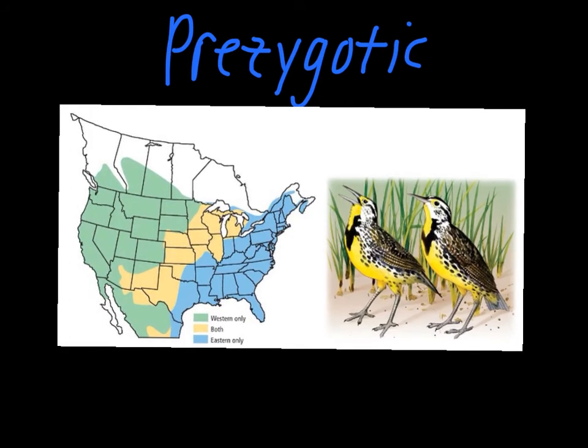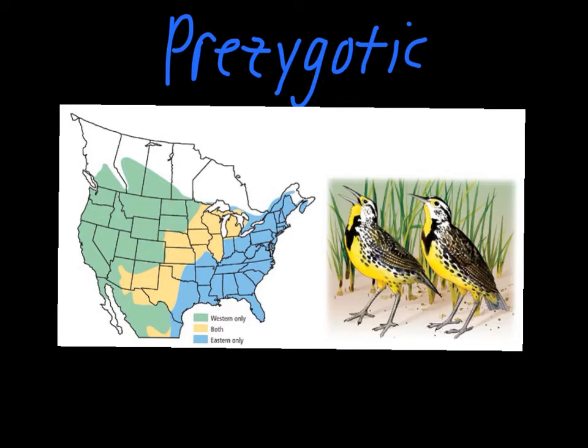This shows the eastern and western meadowlarks. So if we're looking at the coloration on the map here, the western meadowlarks are in the green area, the eastern meadowlarks are in the blue area, and then they actually overlap in the area in the middle. The interesting thing, though, is that these birds do not interbreed because they have different mating songs. So because of that, they're actually not passing any genes back and forth between individuals in those two groups of the population. So what we're seeing here is this is pre-zygotic.